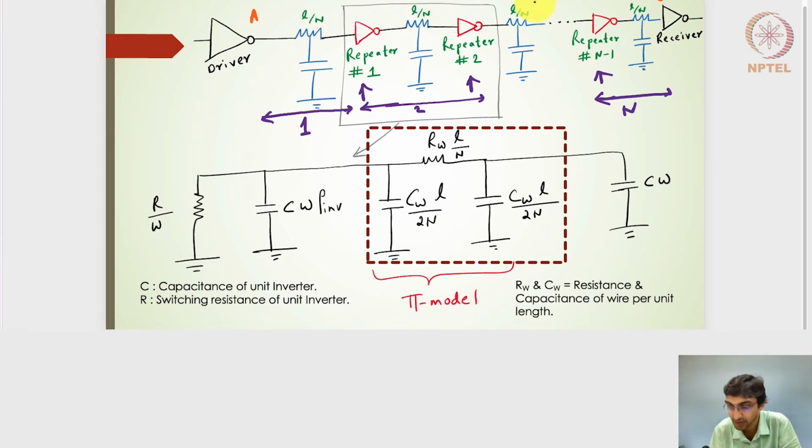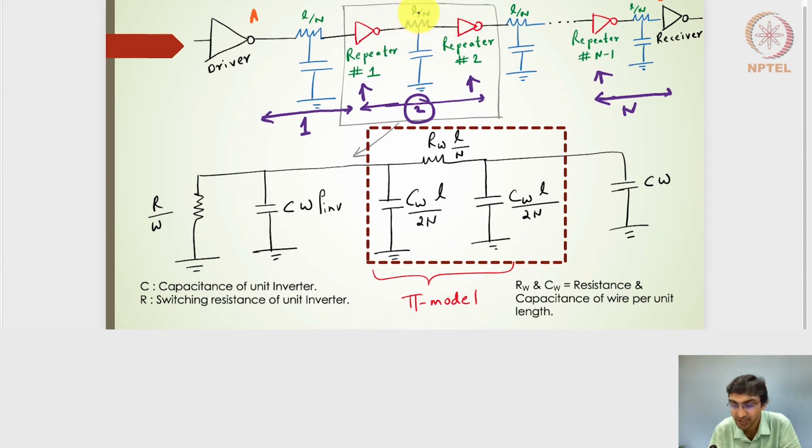So that's what I've written here: L by N, L by N, and L by N. And if I look into the second segment of the wire, where we have the L by N length of the wire, on one side I have repeater number 1, and on the other side I have repeater number 2. And in this particular case, I have drawn an inverter. Right? I've just taken a simple example of a digital circuit, and in the form of a repeater, I've added the inverters. So I have inverter 1 and inverter 2, and in between I have one segment of the wire. The length of the segment of the wire is L by N.